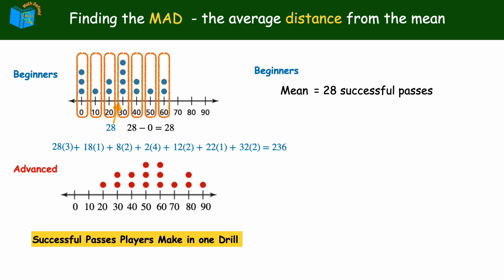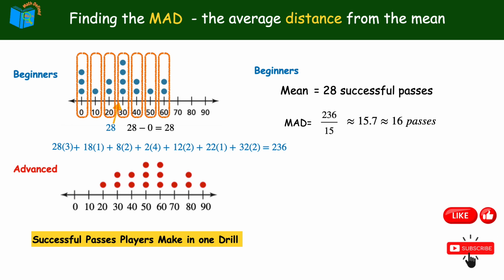To finish finding the MAD, we divide 236 by the number of players. 236 divided by 15 is about 16. So the beginner's MAD is about 16 passes. That means a typical beginner's number of successful passes is usually about 16 away from the average of 28.